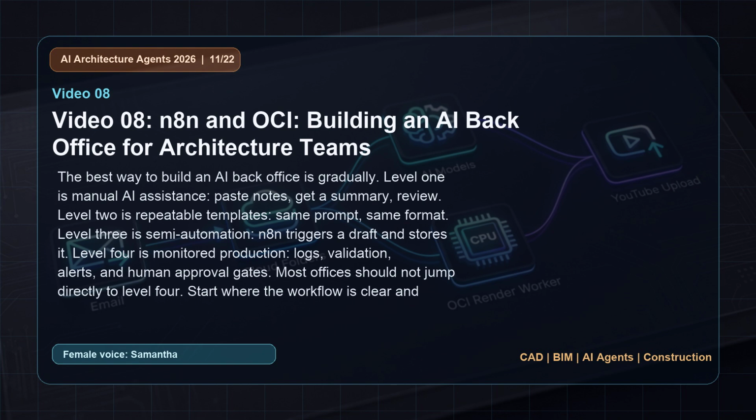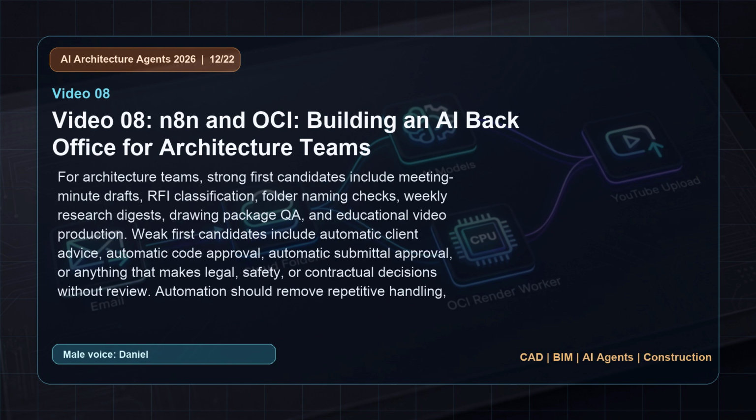Most offices should not jump directly to level 4. Start where the workflow is clear and the risk is low. For architecture teams, strong first candidates include meeting minute drafts, RFI classification, folder naming checks, weekly research digests, drawing package QA, and educational video production. Weak first candidates include automatic client advice, automatic code approval, automatic submittal approval, or anything that makes legal, safety, or contractual decisions without review. Automation should remove repetitive handling, not professional responsibility.